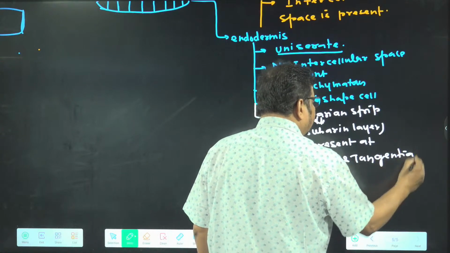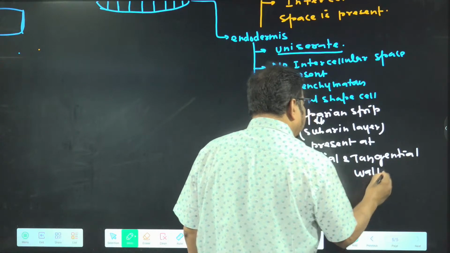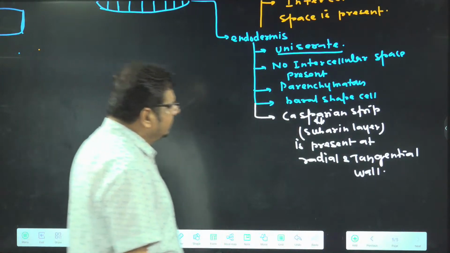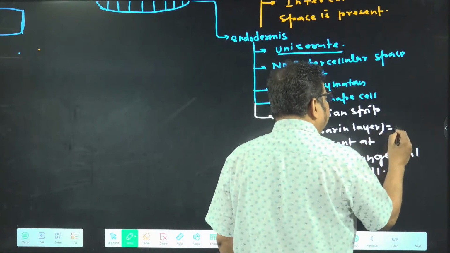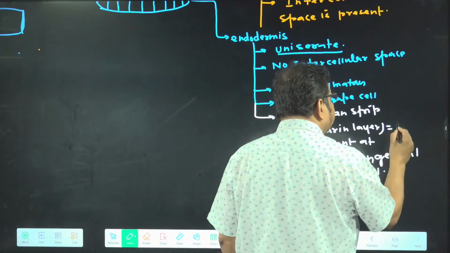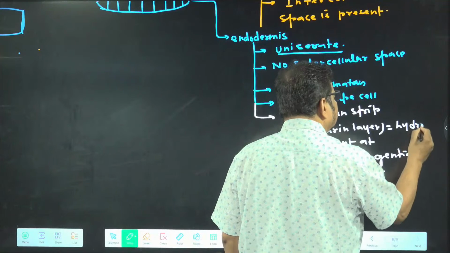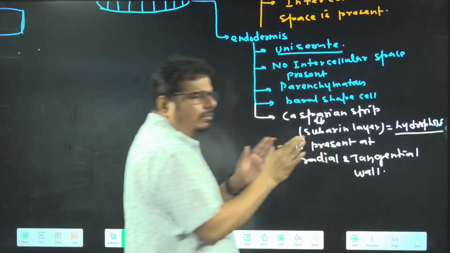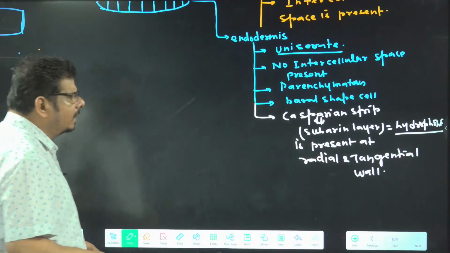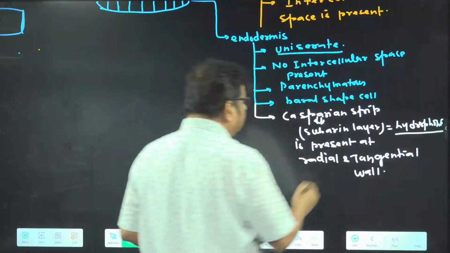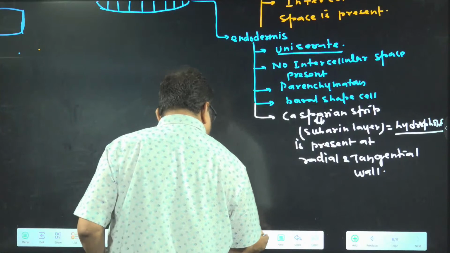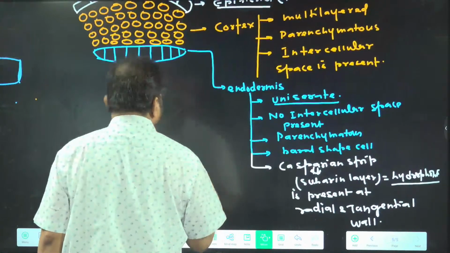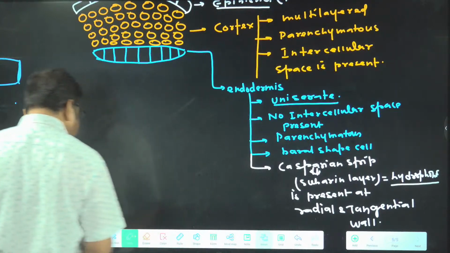Tangential wall. Who is present? Casparian strips are present on the radial wall and also on the tangential wall. These are a suberized layer, and it is hydrophobic. So suberin does not allow hydrophilic substances to pass through it. Able to understand or not? So these Casparian strips are present in which one? Endodermis. At which wall is it present? It is present at the radial and tangential wall.